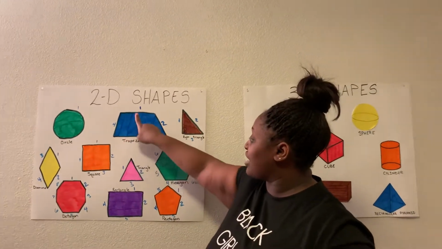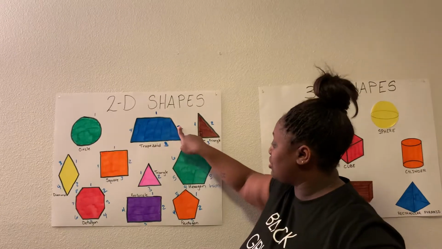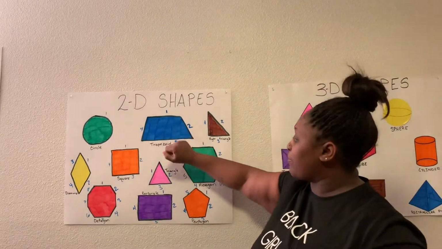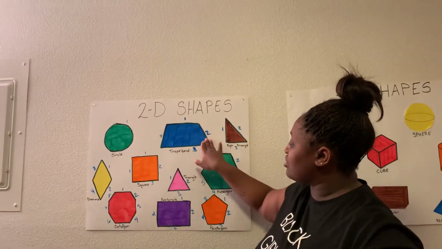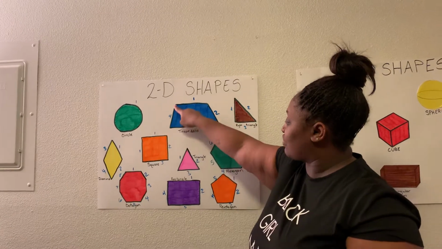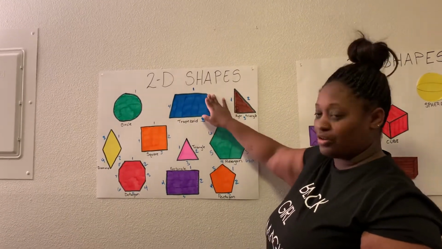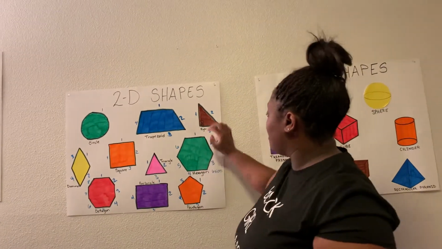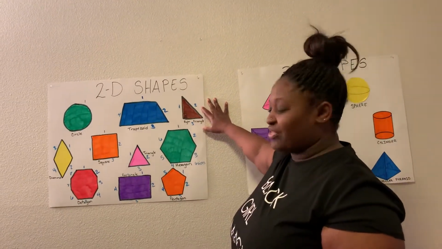And let's count the sides. 1, 2, 3, 4. The thing about this trapezoid is that all the sides are probably not equal. So you might have one that's a different length over here. This one might be a little longer. So it's not the same. Okay?